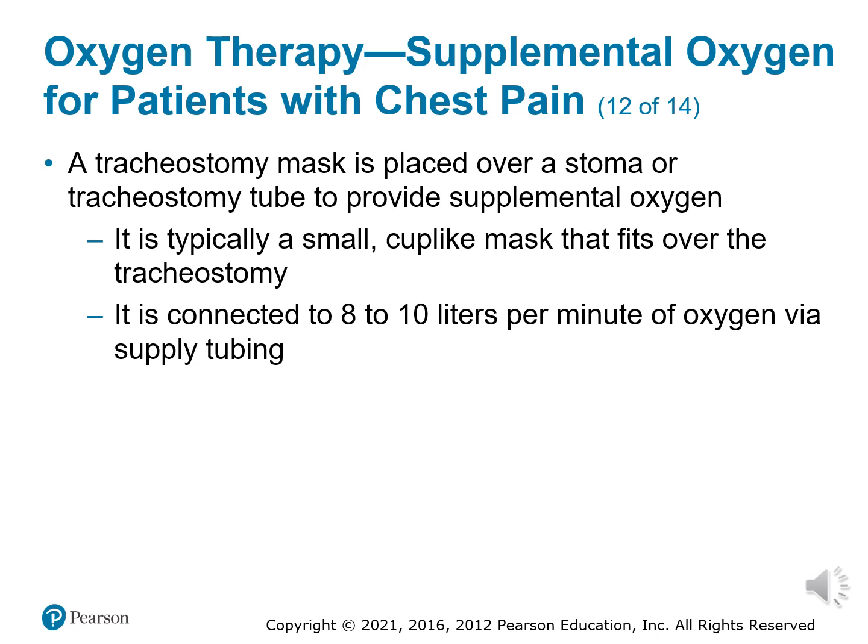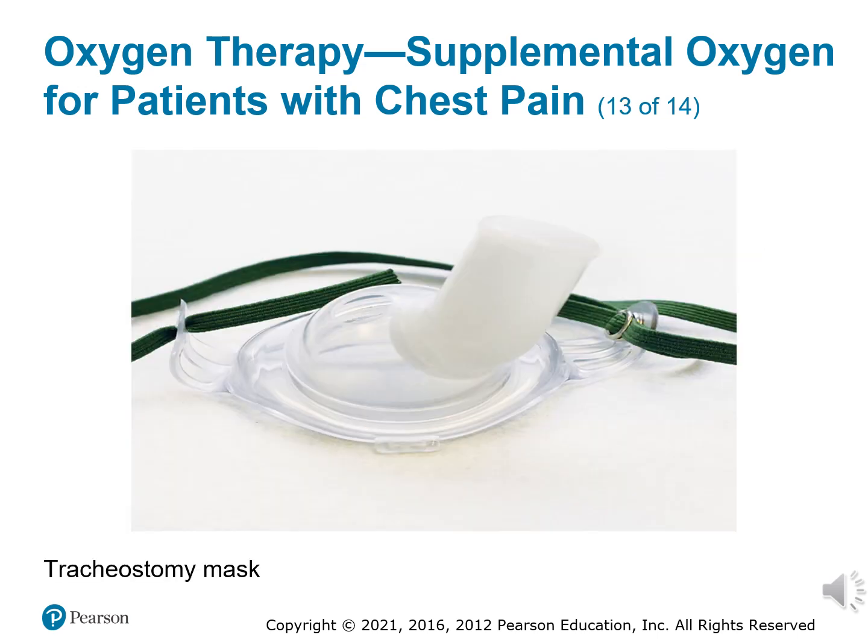Next is the tracheostomy mask that is placed over a stoma or the tracheostomy tube to provide supplemental oxygen. It is typically a small cup-like mask that fits over the tracheostomy. It is connected to 8 to 10 liters per minute of oxygen via the supply tubing. Here's an example of a tracheostomy mask.